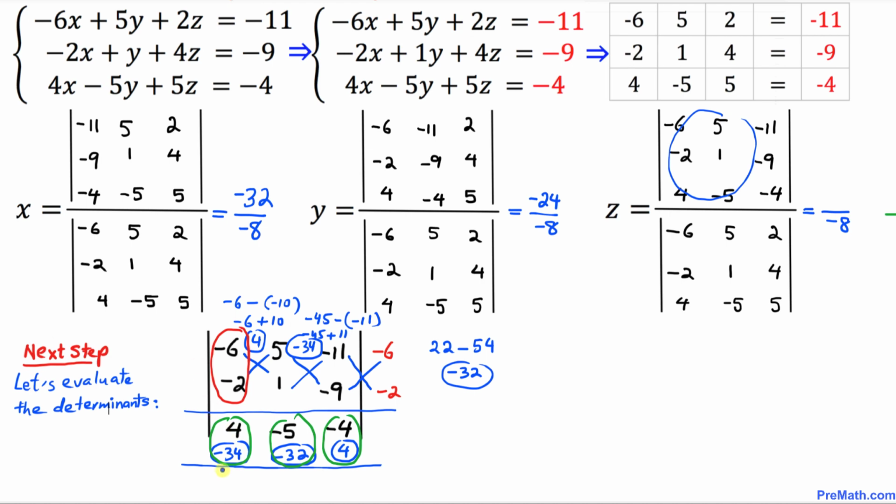So 4 times negative 34 is going to be negative 136 plus that is going to be 160 and then minus 16, and if we simplify these numbers we are going to get 8. So that means this value for this z variable is going to be 8 on the top determinant.